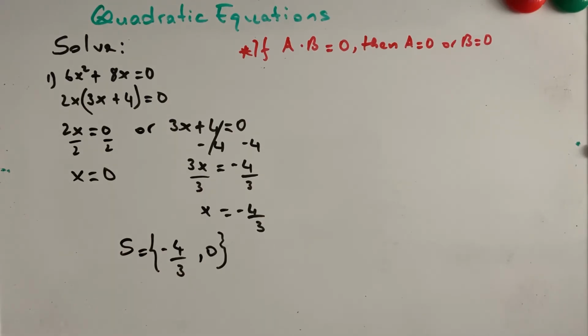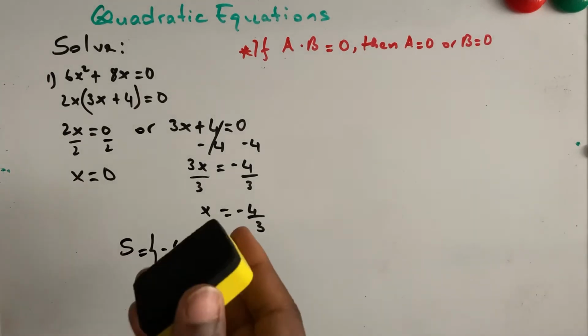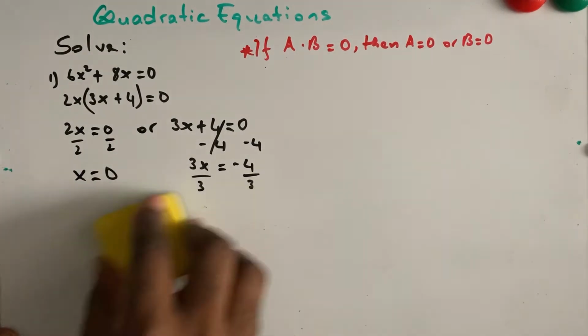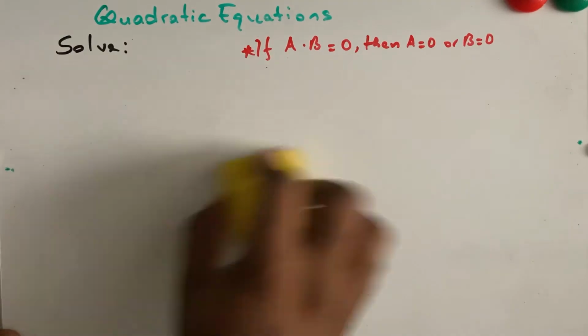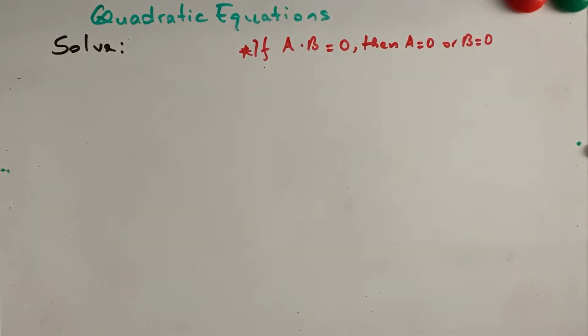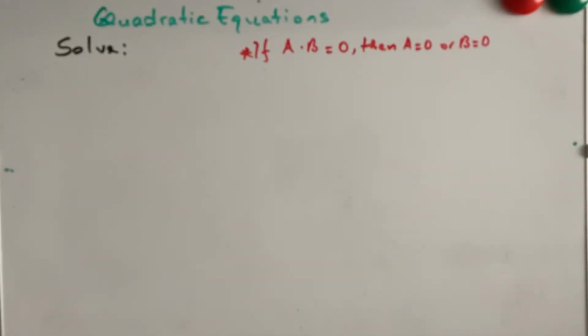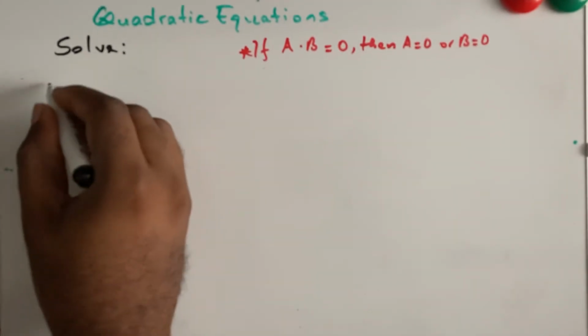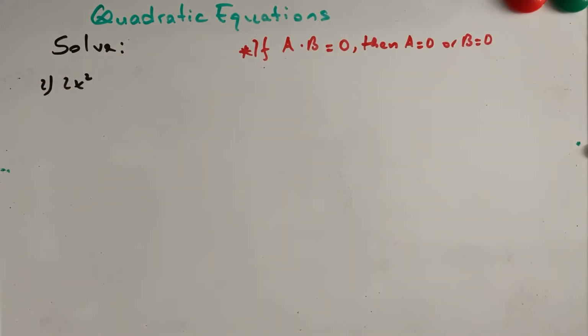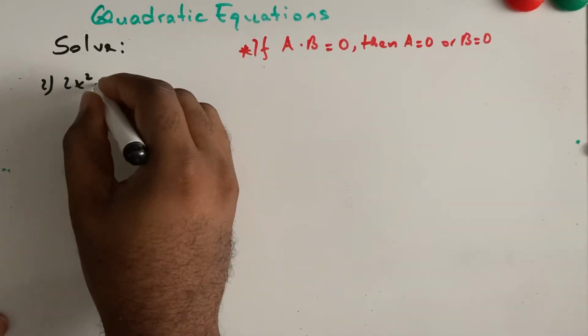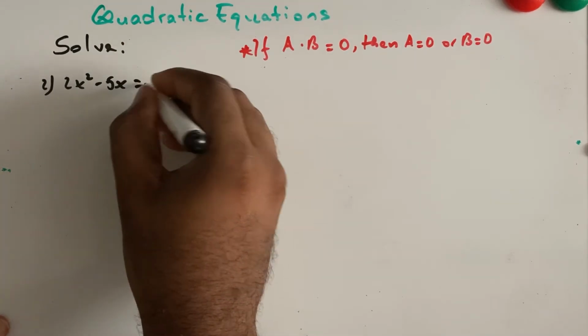This is the solution to this quadratic equation. We're saying quadratic equation because of the form, okay? All right, so this is one problem. Let's try to solve another one. Another one, let's see, 2. So that's 2x squared minus 5x equals 12.